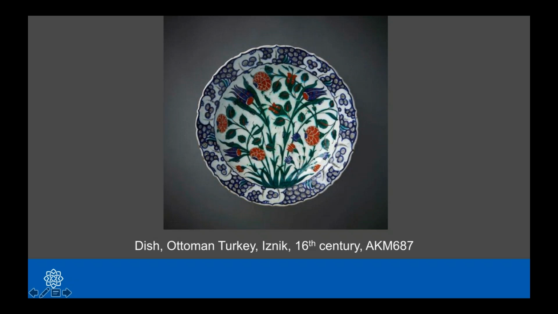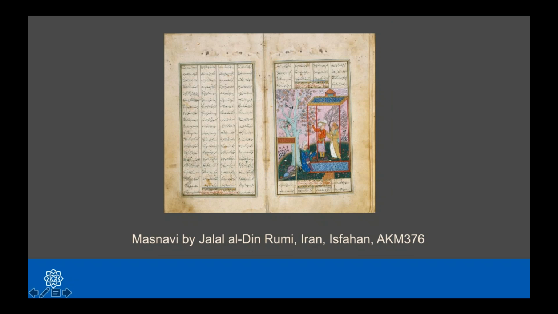Finally, the third approach is content or a theme. Here I'm showing you a manuscript of the Masnavi by Jalal ad-Din Rumi, which was calligraphed and illustrated in Isfahan in Iran in 1603. Of course, the original work was written in the 13th century, so 400 years earlier, and it was written by Rumi in the Turkish city of Konya in Anatolia, in Persian, because originally Rumi came from an area that is today contested between Afghanistan and Tajikistan.